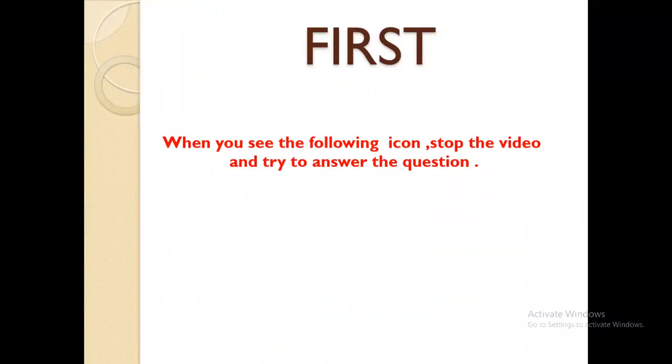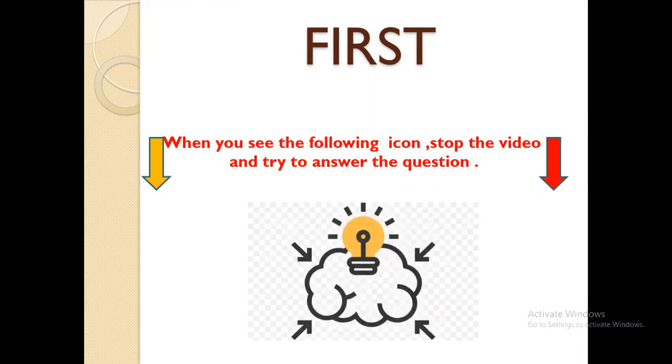First, when you see the icon, stop the video and try to answer the question. It's very important throughout this presentation: whenever I ask you a question and you see this icon, you stop the presentation, try to solve the problem using a pen and paper aside, then compare your answer to the given one in this presentation.